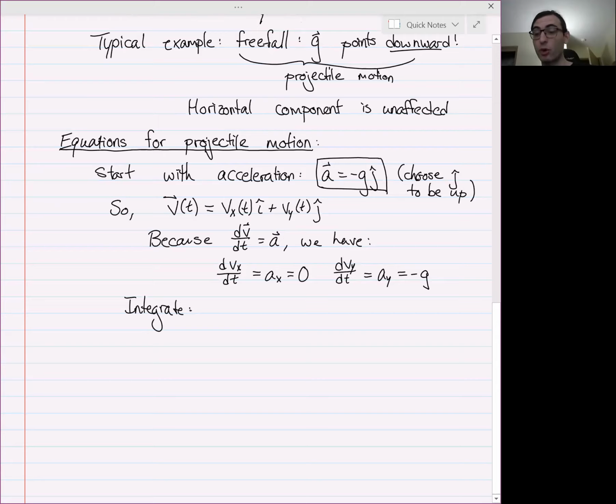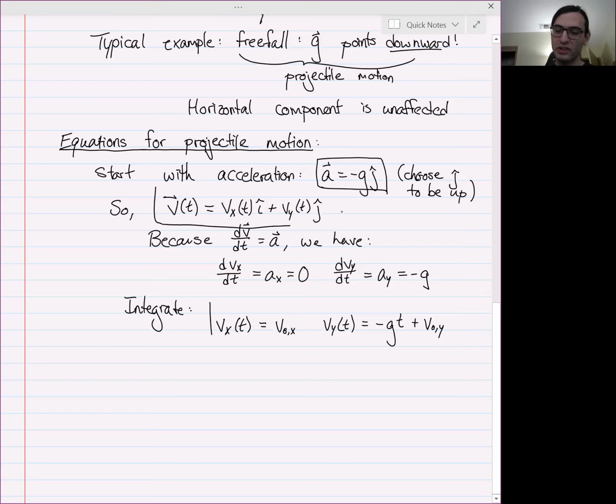Do the same thing that we did before. You integrate from 0 to t against dt prime, but you're going to have to do it for both of these equations. So we find out that vx of t is v0 in the x direction. This is the x component of the initial velocity. And vy of t is negative gt. Again, we're integrating, and then you're adding our integration constant, v0 in the y direction. So this is our starting place.